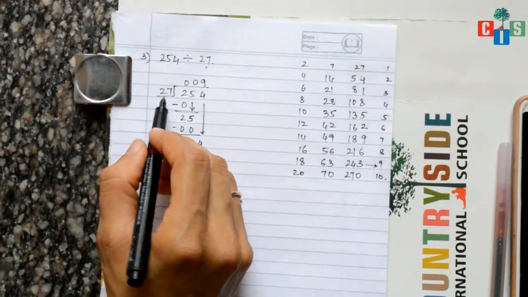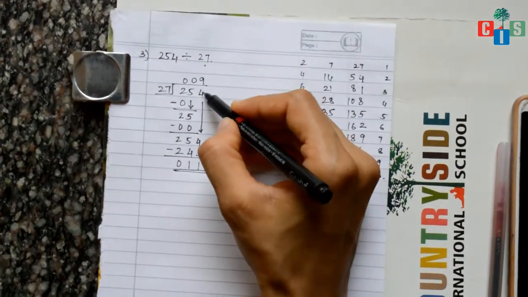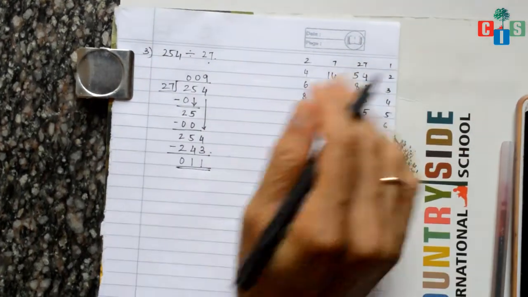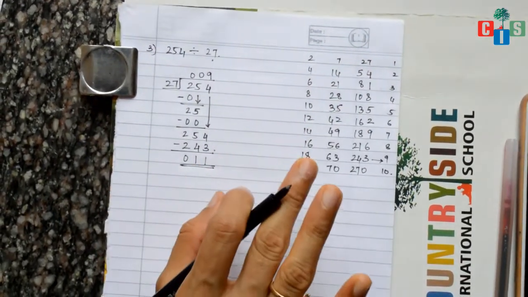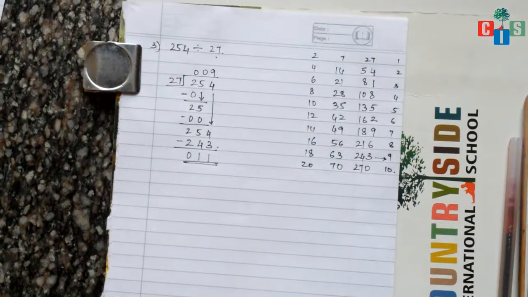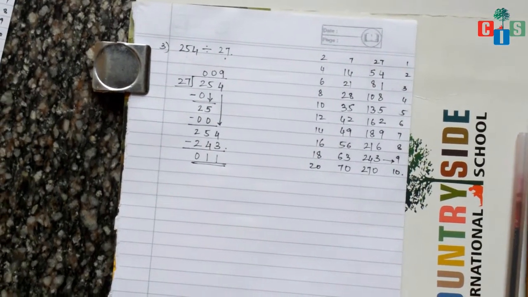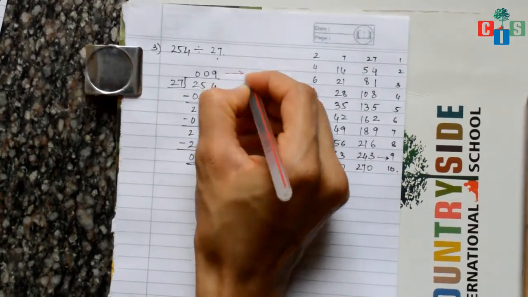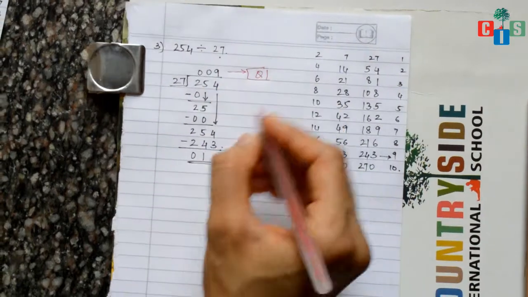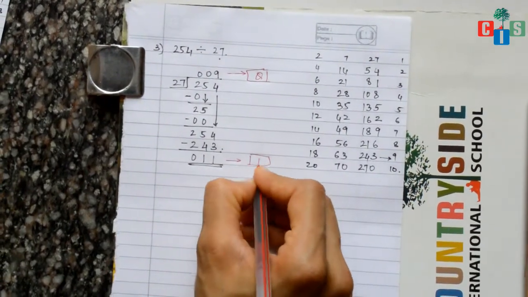11 is lesser than 27. Okay, but do I have any number to bring down? No. So my sum is over here. This is the remainder we have, and this is the quotient.